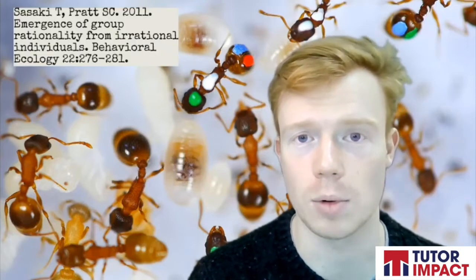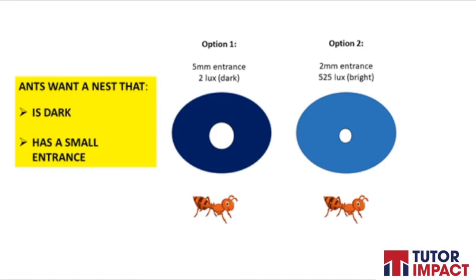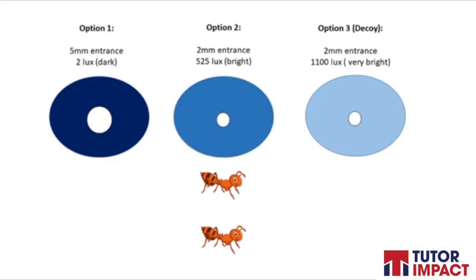This ant species live in nests, and they prefer nests that are darker and have smaller entrances. So in front of you, you can see two nests that ants were given a choice to choose between. And one of the nests was darker, which is good, but it had a larger entrance, and one of them had a smaller entrance, but was brighter. And for the ants, it was about a 50-50 split. It wasn't clear which of these nests was better. So half of the ants would choose one nest and half would choose the other nest.